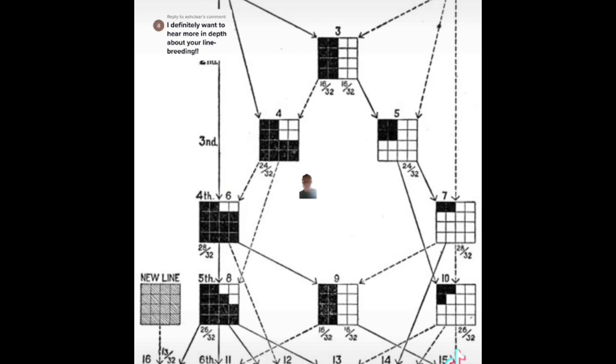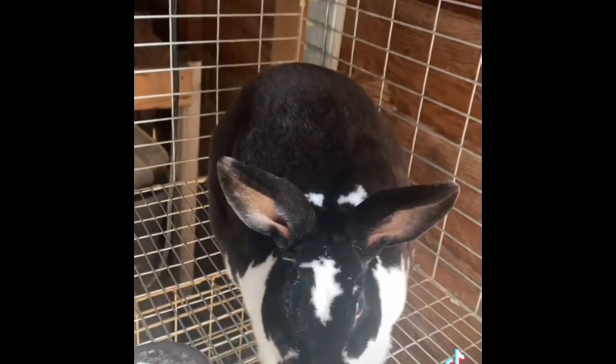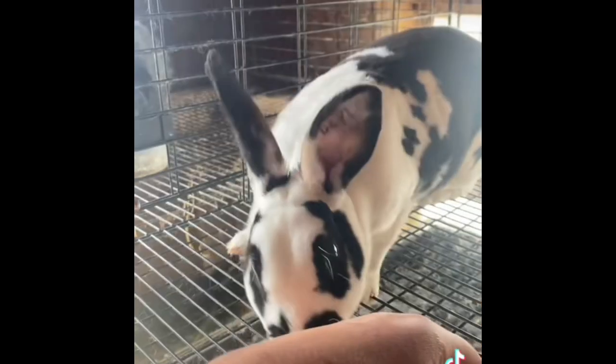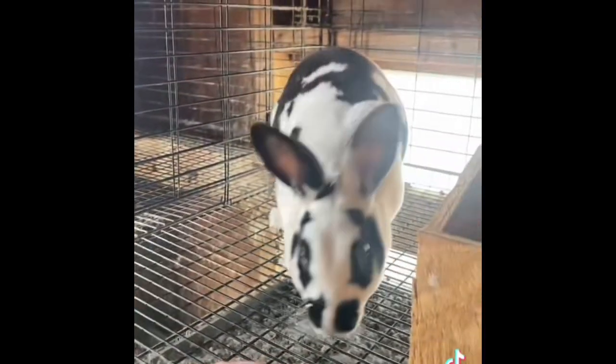So currently, I actually have a new line going because I had just finished out this chart in another line with my buck Coco. So now I am currently working on Coco's females line with our new buck Strawberry. So in our line breeding chart, this would be our first buck, Strawberry, and our first doe, Penguin.